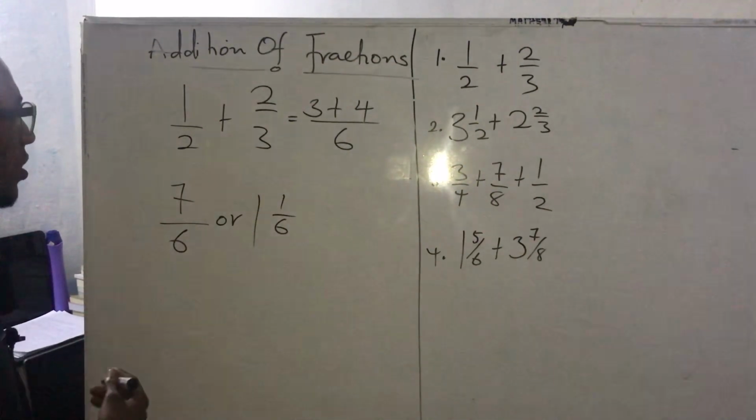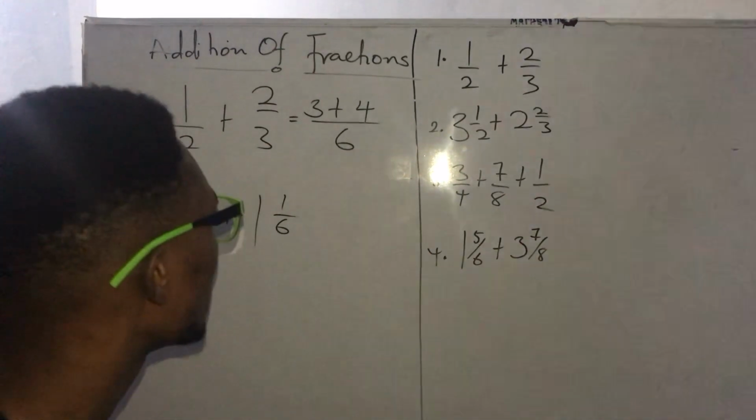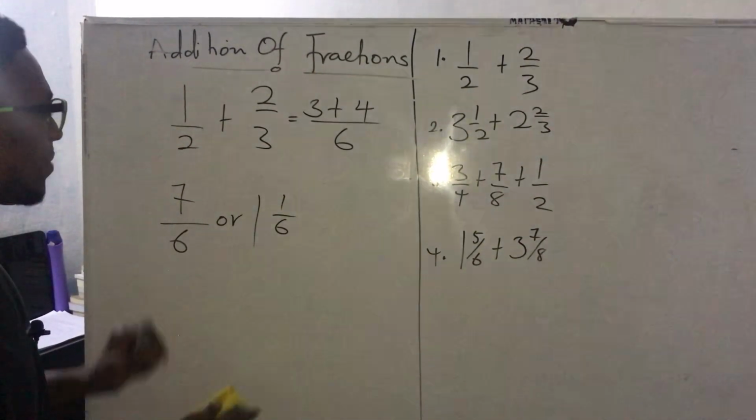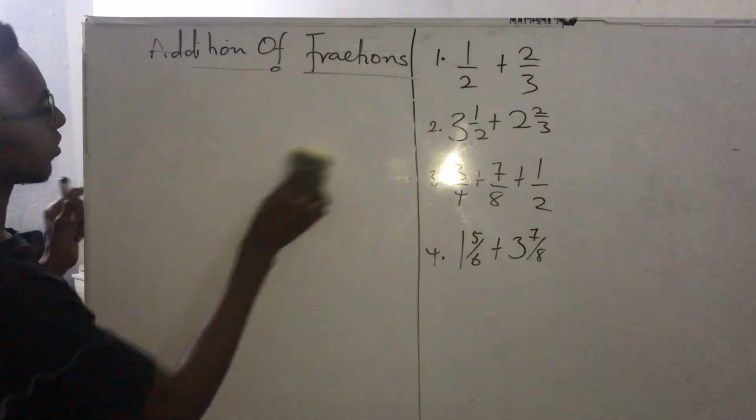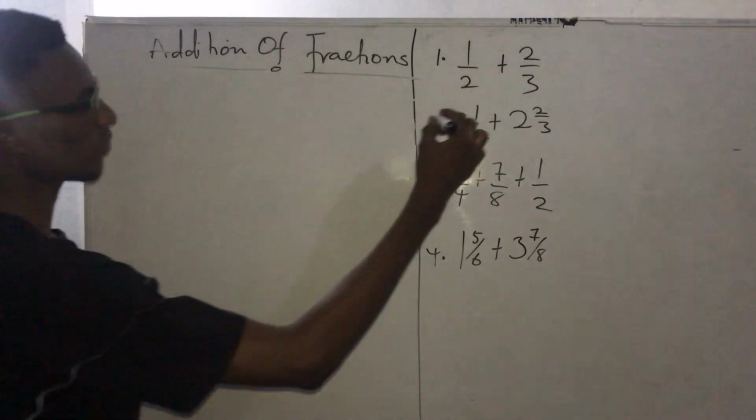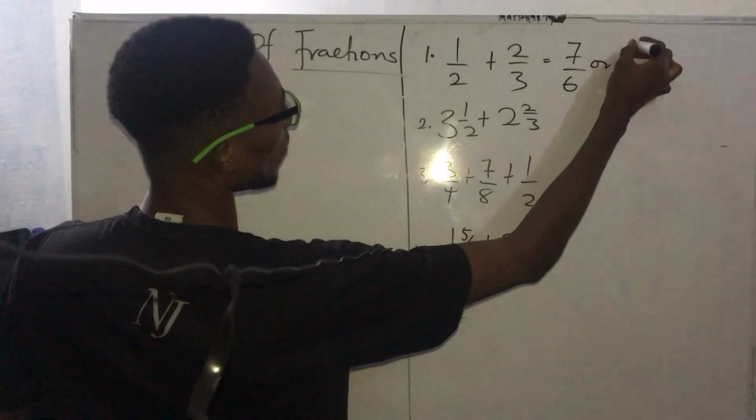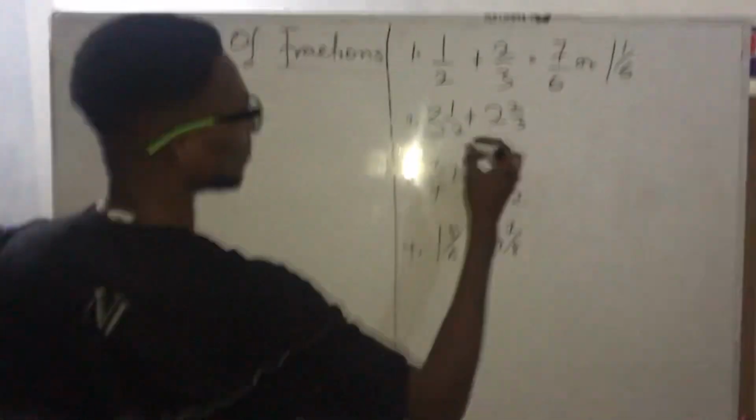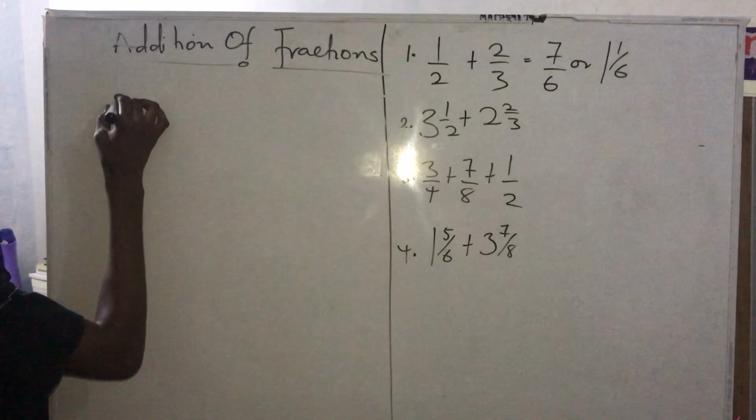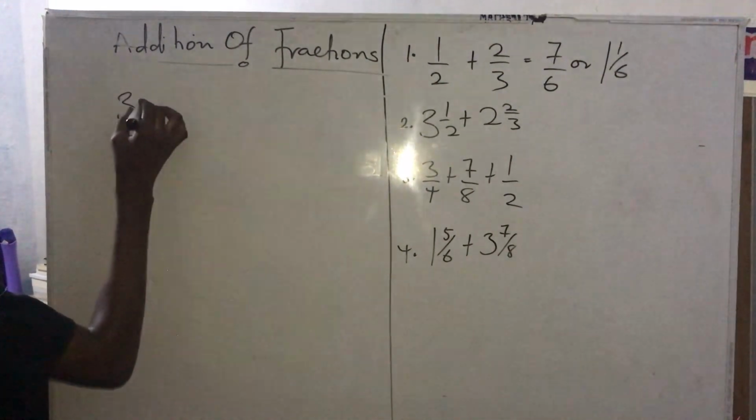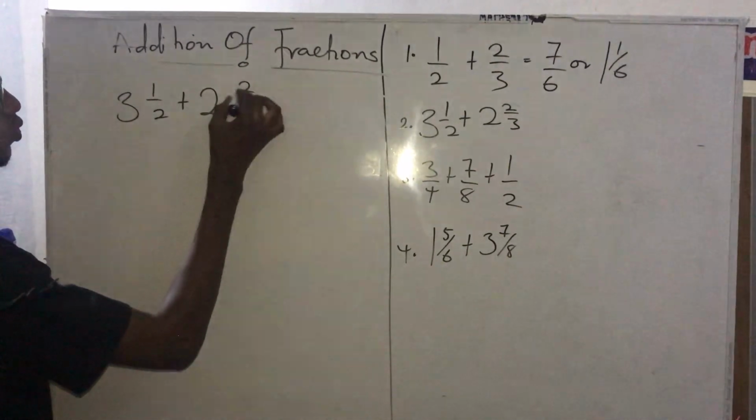So let's take the second question, where it has a mixed fraction. We work with a mixed fraction. So we solved the first one to be 7 over 6, or one whole number 1 over 6. Now we have question 2: 3 whole number 1 over 2 plus 2 whole number 2 over 3.